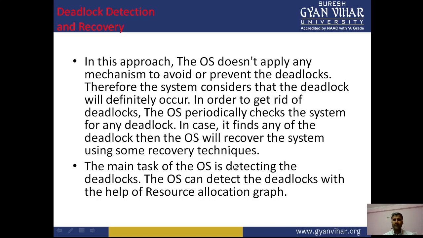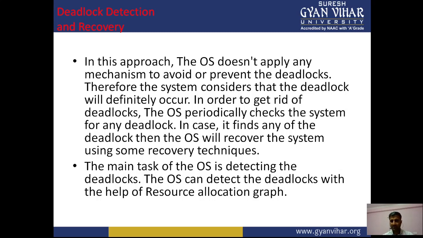In this approach, the operating system does not apply any mechanism to avoid or prevent deadlocks. Therefore, the system considers that deadlock will definitely occur. So in order to get rid of deadlock, the operating system periodically checks the system for any deadlock. If it finds a deadlock, then the operating system will recover the system using some recovery techniques. So we can detect that a deadlock has occurred, and then move to the recovery techniques.